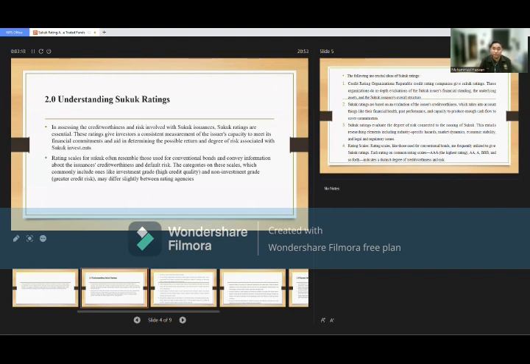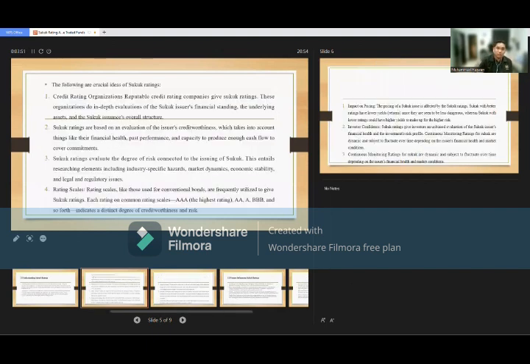And they have rating scales for Sukuk, often similar to those used for conventional bonds, and convey information about the issuer's creditworthiness and default risk. The categories of the scale, which commonly are investment grade, we call it high credit quality, and also non-investment grade, we call it greater credit risk, might differ slightly between rating agencies. So there are four crucial ideas.